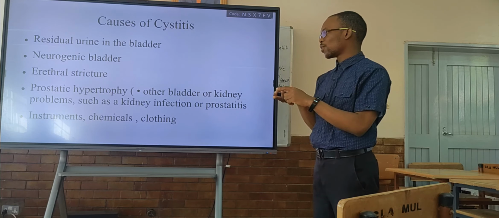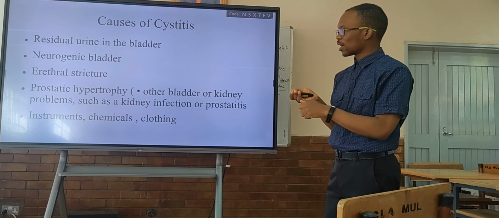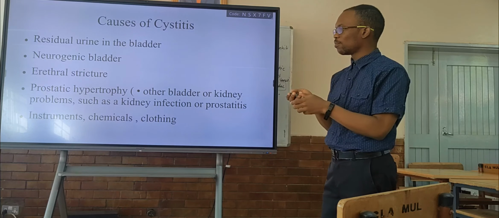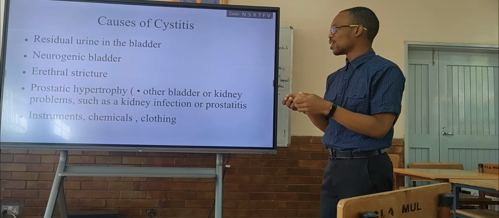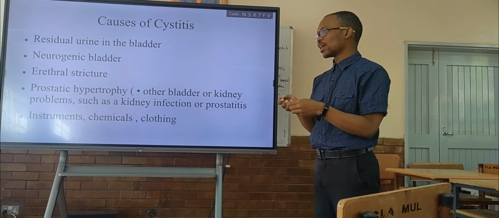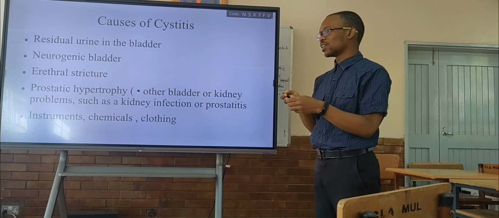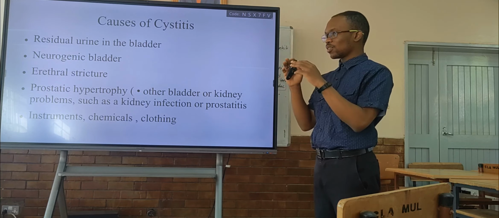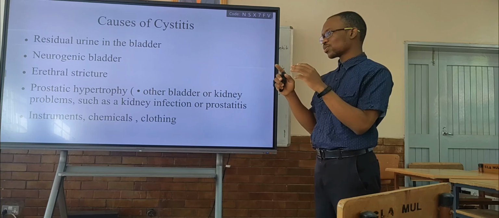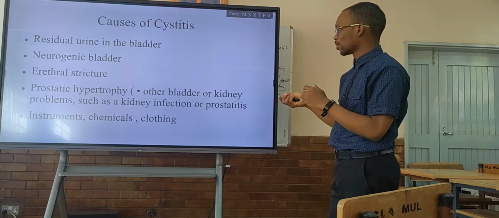And then we have instruments, chemicals, and clothing. For instruments, maybe for examinations, they might not be sterile. Chemicals, we have dyes, we have lotions that might irritate the urinary tract and can pass through the urinary system to reach the bladder. And then we have clothing.